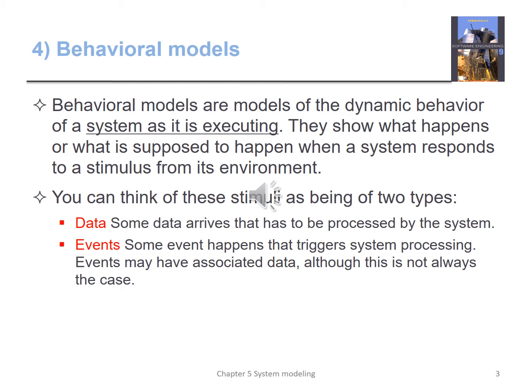You can think of these stimuli as being of two types. The stimulus could be data or an event. Data, like if A is greater than B, then. Or an event, like in this example, the microwave oven. When it is in the idle state and you press start, it will start working. So it could be data or an event. Data: some data arrives that has to be processed by the system. Event: some event happens that triggers system processing. Events may be associated with data, although this is not always the case.